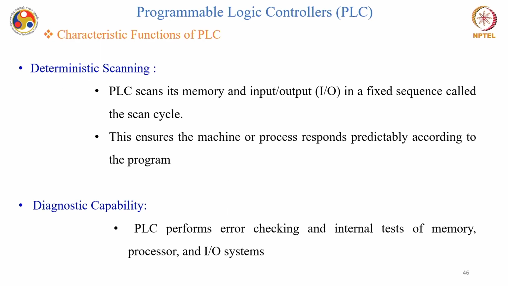They have deterministic scanning. A PLC scans its memory and input output in a fixed sequence called the scan cycle, and this ensures the machine or process responds predictably according to the program that is already written in the system. They have diagnostic capability. A PLC performs error checking and internal tests of memory, processor and input output system. We will see a flow diagram of a PLC, how it operates and how it handles errors.